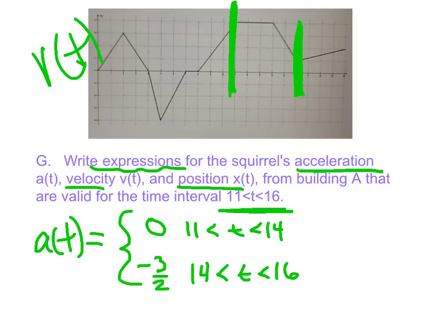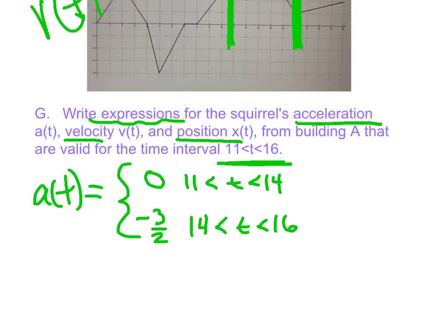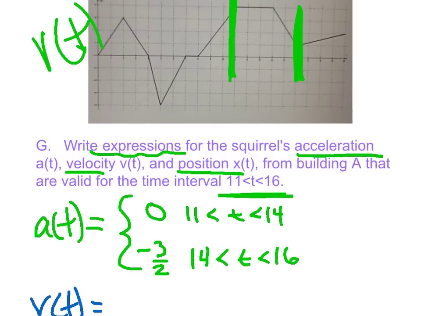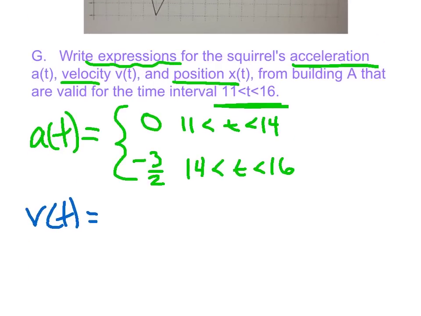This time, to get velocity, it's actually pretty nice as well. I happen to be staring at a graph of velocity. So you're not writing the equation for the slope. You're writing the equation for exactly what you see. You have velocity, and you want to write the equation for velocity. So basically, when I look at this section, this is just the line y equals 4. So I would say my velocity is 4 from 11 to 14.